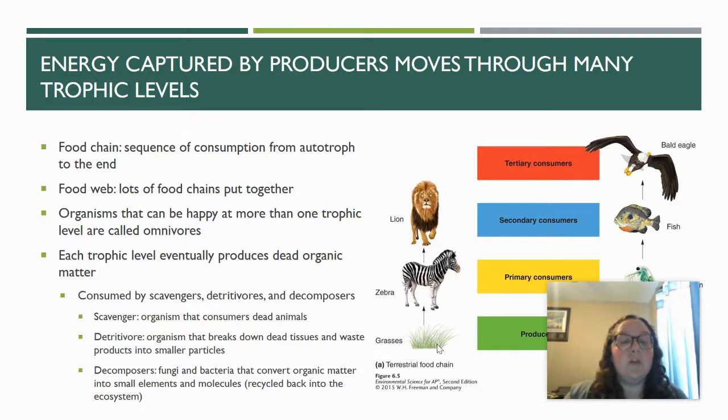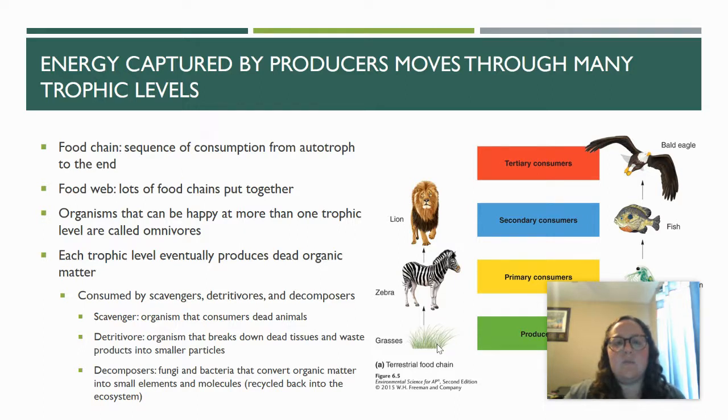Each trophic level eventually produces some dead organic matter that will be later consumed by other organisms, but these will not be shown in the food chain. So what we're talking about here are scavengers, detritivores, and decomposers. Scavengers, I'm sure we can all think of several, will just eat dead animals straight up. Detritivores will start breaking down the dead tissue and waste into smaller particles. And then our decomposer friends, like fungi and bacteria, will convert the organic matter into smaller elements that can be recycled back into the ecosystem.